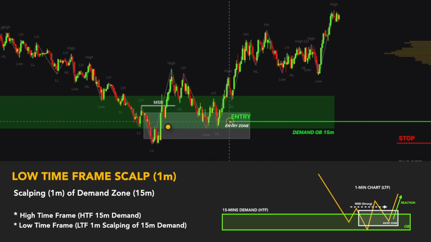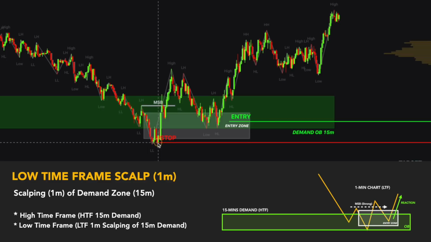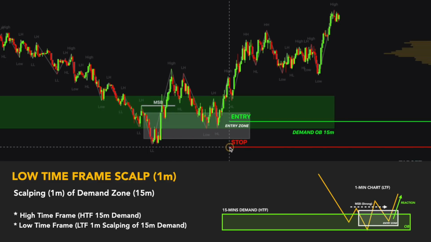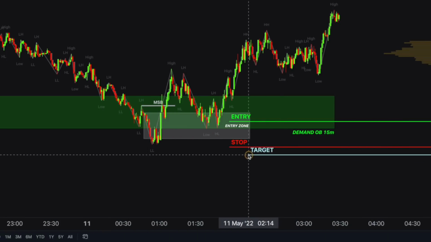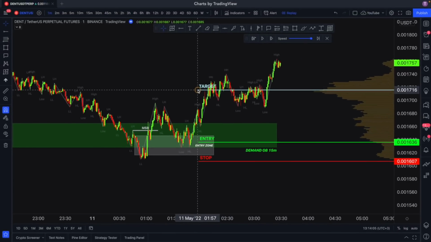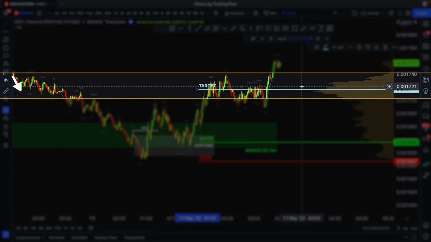My stop will be below the deepest low area. My target for this trade was a 1 to 2 hour ratio, until this high volume node area.